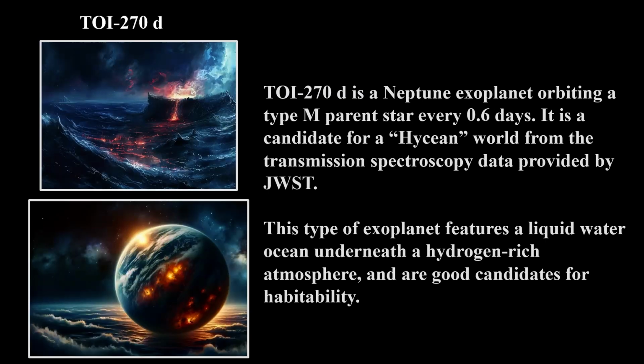Like K2-18b, TOI 270d also orbits a Class M red dwarf star. However, unlike K2-18b, exoplanets like TOI 270 are good candidates for life within or even outside of the habitability zone. The term Hycean planet is used to describe planets that have large oceans and hydrogen-rich atmospheres.